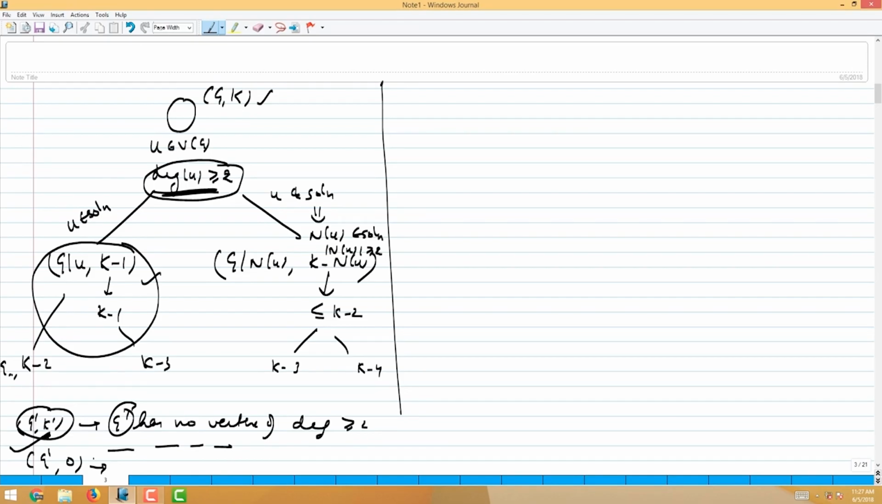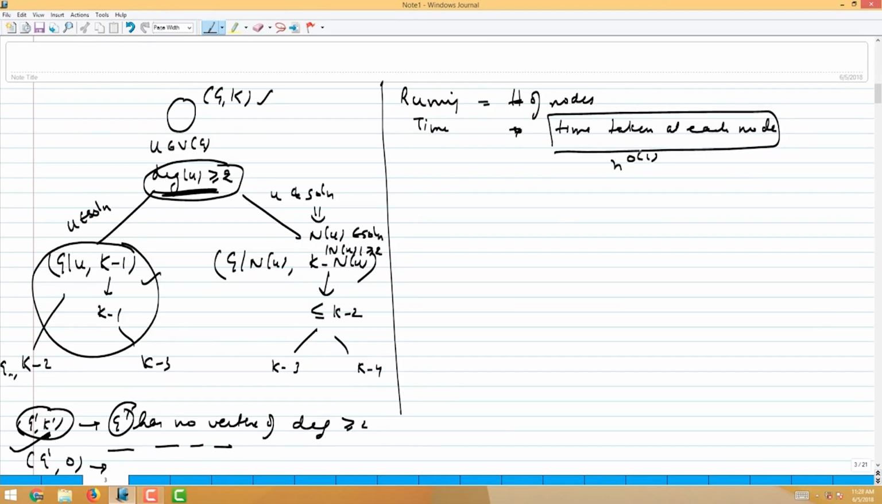So again, the running time of this branching algorithm is also equal to the number of nodes in this branching tree times the time taken at each node, which is polynomial, and this is some polynomial. So again, it boils down to finding how many nodes are there in this branching tree, right?